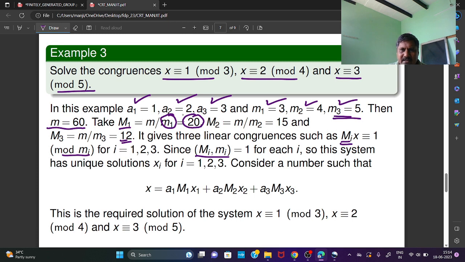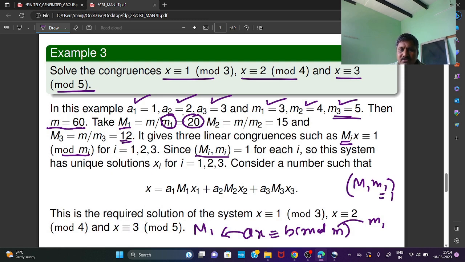How did we create it? Because we have already shown that ax is congruent to b mod m has a solution if and only if GCD of a and m divides b. Now we have capital M1 and small m1, and the GCD of both is 1, so obviously this system has a solution. We can name the solutions xi, so we have three solutions: x1, x2, and x3, with Mi xi congruent to 1 mod mi.